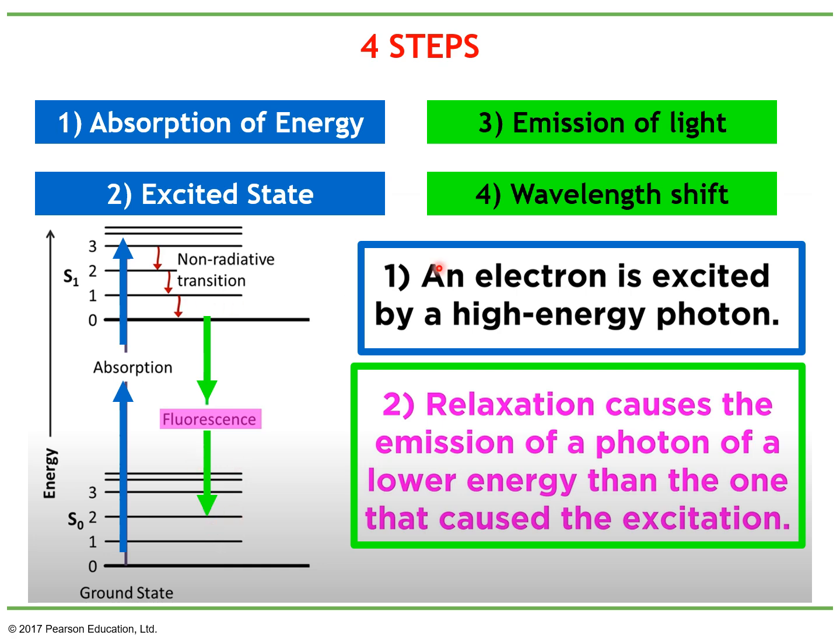Okay, so two key sections. In the beginning, an electron is excited by a high energy photon, and then there is a relaxation of that electron that causes the emission of a photon of a lower energy than the one that caused the excitation. So it goes from blue to green light. And as they show you in the video, it doesn't always have to go from blue to green. It can go from different colors. And I think that was very clear.